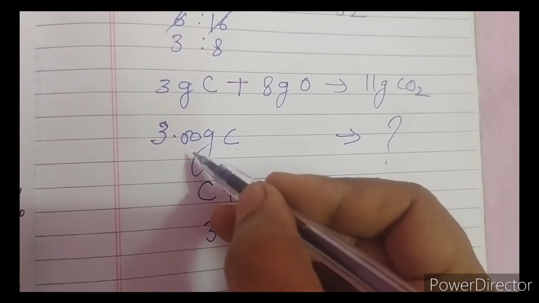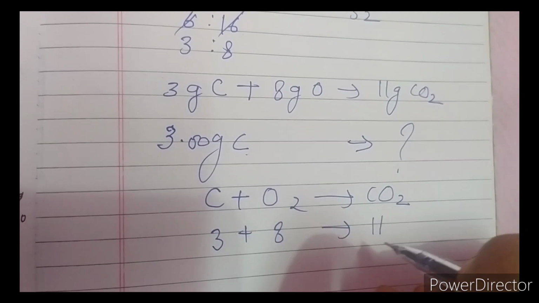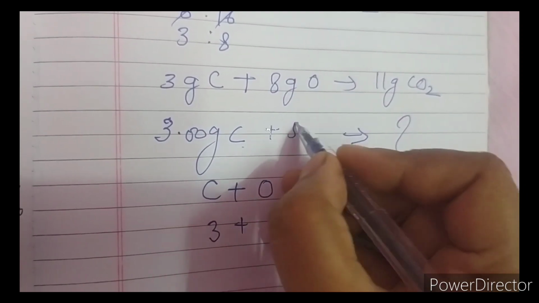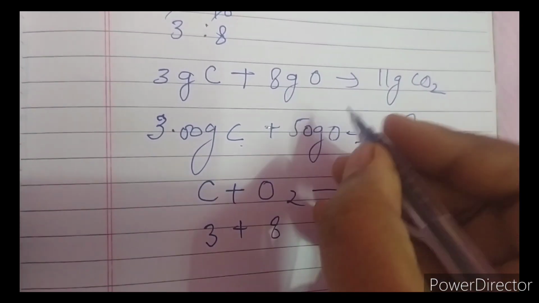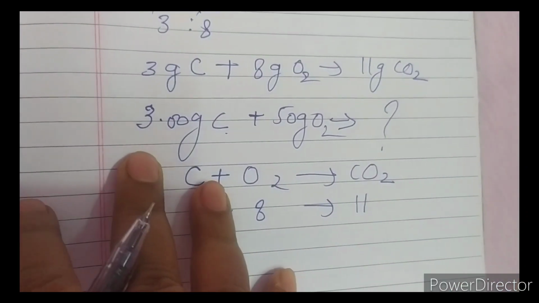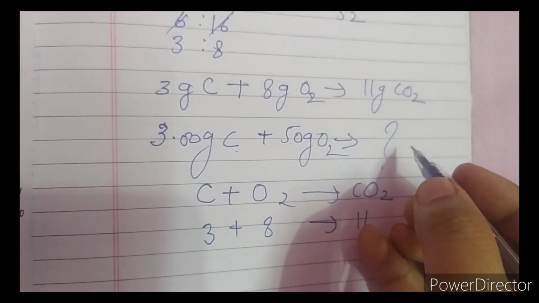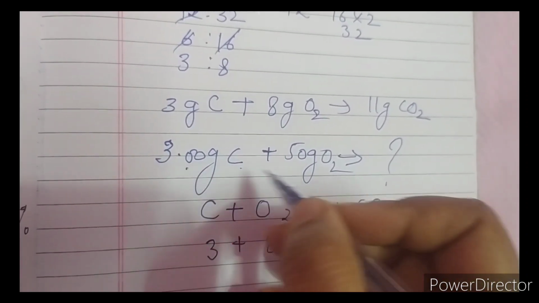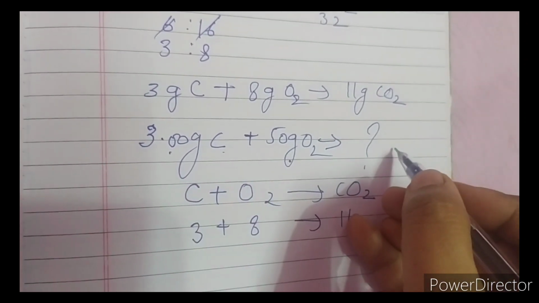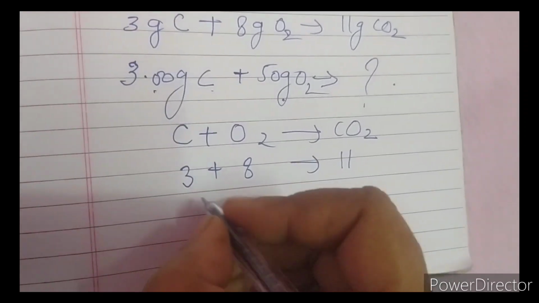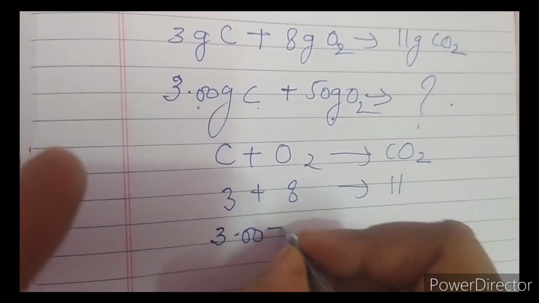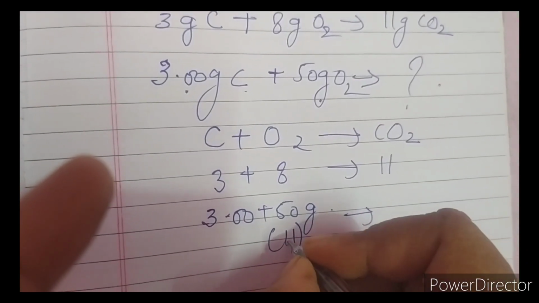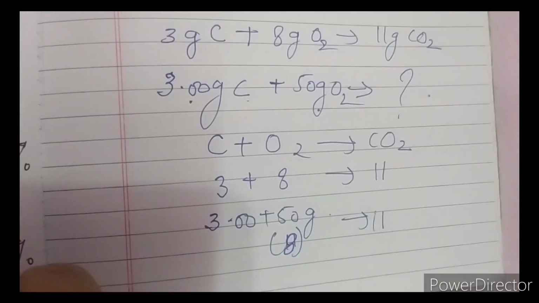Now if the carbon mass is again 3 gram, then the mass of CO2 formed will also again be 11 gram only, because even if it is given 50 gram of oxygen, the ratio in CO2 of C and O is always 3:8 only. So the 3 gram of carbon will combine only with 8 gram of oxygen and will give you 11 gram of CO2. So in this case also, even if 3.00 gram of carbon and 50 gram of oxygen is given, it will only react with 8 gram of oxygen to give you 11 gram of CO2.